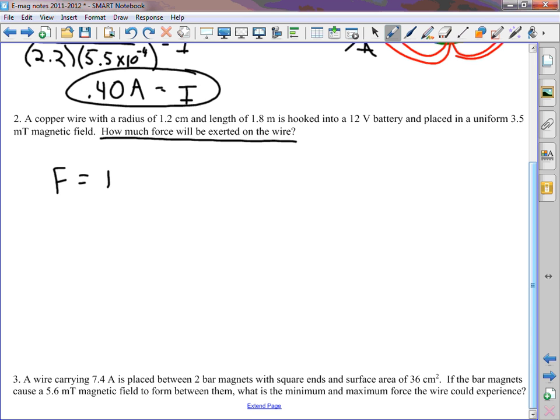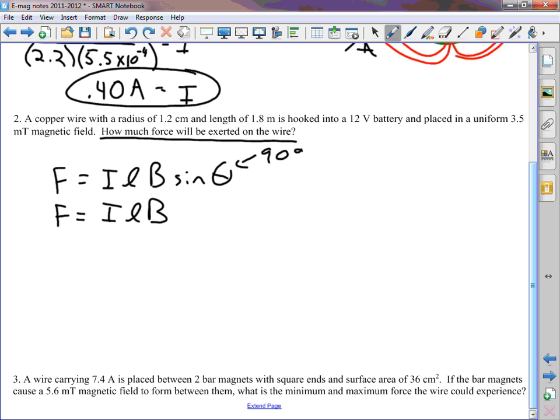F equals I L B sine theta. It's placed in the magnetic field. It doesn't tell us how it's placed. Let's assume that it's placed perpendicularly. So let's assume this is 90 degrees, which reduces this equation down, because sine of 90 is 1 again, to ILB. It reduces that equation down just to that.